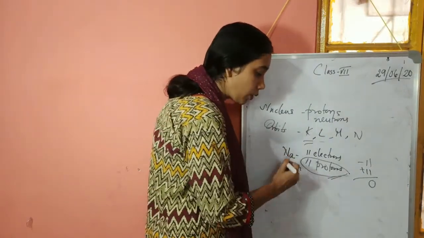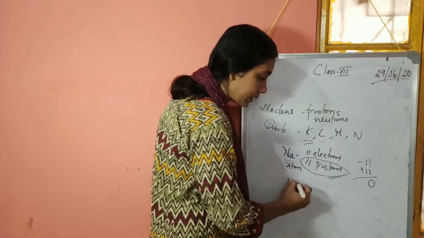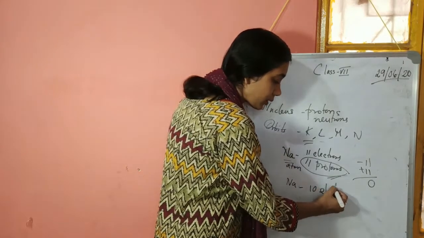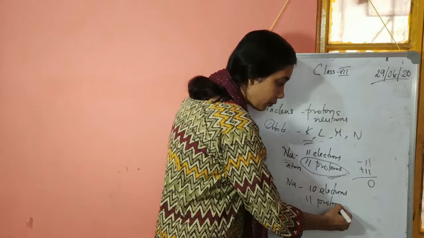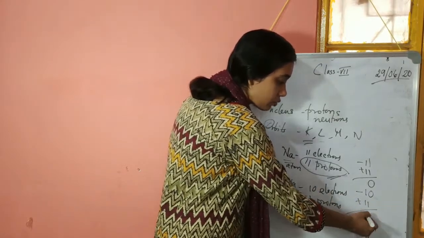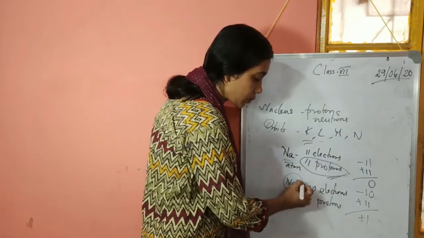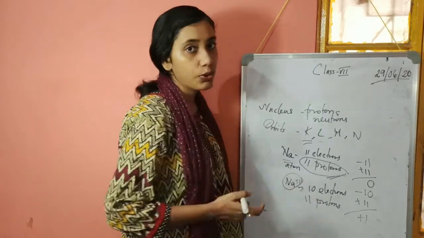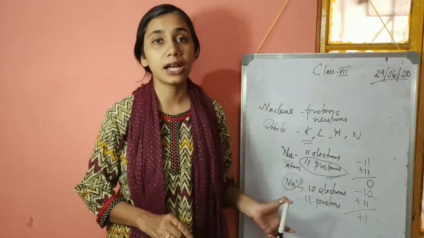But if we take out one electron, then what happens? Sodium, after taking out one electron, has 10 electrons, and proton is fixed, there is no change in the proton. So 10 electrons means minus 10 and here plus 11, so as a whole plus 1. So now we will call it a plus 1 charge. So this is the sodium atom and this one is the sodium ion. In this way ions are formed. That is the difference between an atom and an ion.